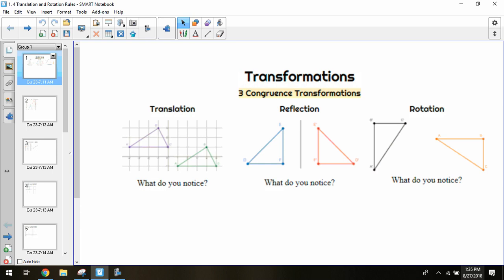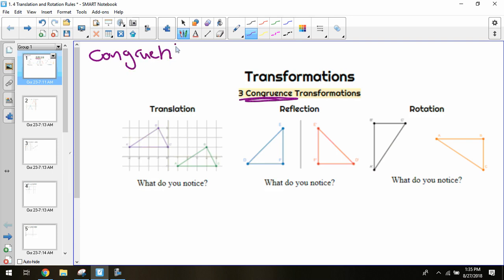So we call these congruent transformations: three congruent transformations of translation, reflection, and rotation. We call them congruent because the shape stays the same. Congruence is a really important math word that will show up later on in geometry. Whenever we say the word congruent, we always want to remember that means the same. Everything's going to stay the same.